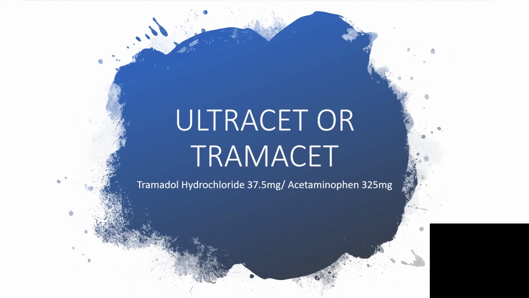Then Ultracet or Tramadol, depending on where you are. Now, I think in the United States it's Ultracet, in Canada it's Tramadol, and other parts of the world will use either, or they have their own based on their local pharmaceutical company. But it's a combination of Tramadol hydrochloride at 37.5 milligrams and acetaminophen at 325 milligrams. So Tramadol, the opioid, is 37.5 milligrams, and acetaminophen is fixed at 325 milligrams. That's the combination. So it's not Tramadol hydrochloride 1, 2, 3, 4, 5. It's just that at 37.5 milligrams and acetaminophen 325 milligrams.